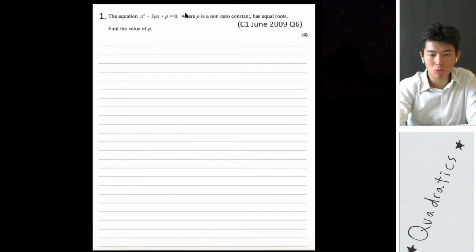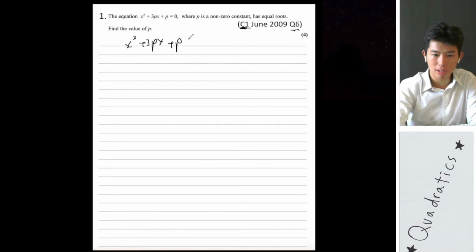Okay, let's start to do some past paper questions. This question is from a C1 module, June 2009, question 6. The equation is x squared plus 3px plus p equals 0. I'm going to separate the value and the x and p here. And p is a non-zero constant, so p won't be equal to 0, and the equation has equal roots.